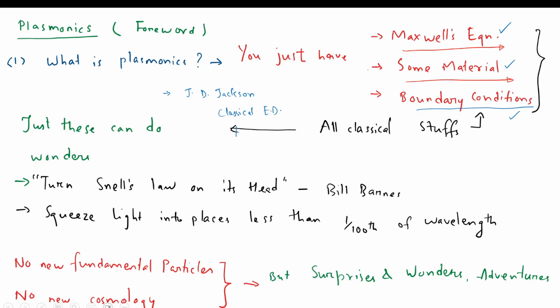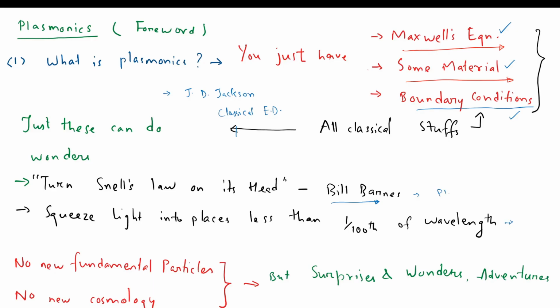Just because they are classical, that doesn't mean they cannot do wonders. As we saw in the previous example, it can do a lot of things, for example, design of meta surfaces. Bill Barnes, one of the pioneers in plasmonic meta surfaces, says that it can turn Snell's law on its head. Using these meta surfaces, people have achieved optical cloaking, which makes the substance behind your meta material completely disappear, or squeeze light into places which are 1/100th of its wavelength.